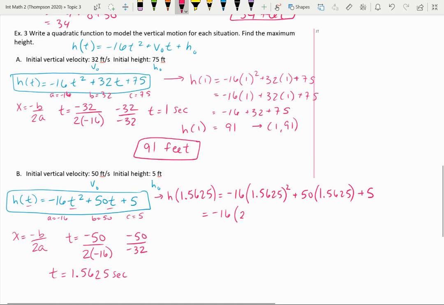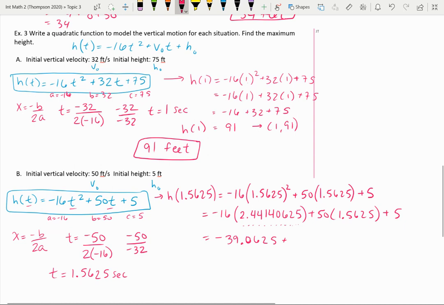1.5625 squared is 2.44140625. Yes, write it all out. Now, you already have this long decimal in your calculator. Take that and just hit times -16. Just multiply by -16. Don't retype it. It gives you too many opportunities for error every time you have to retype one of these decimals. So I multiply by -16, I get -39.0625.